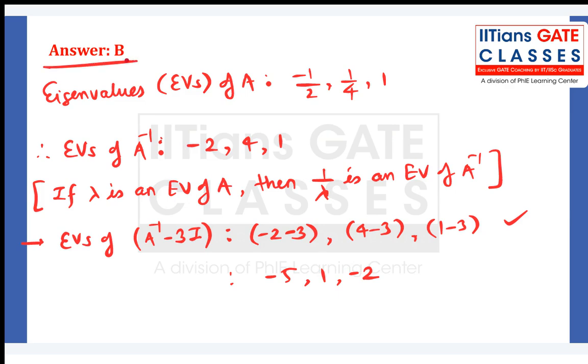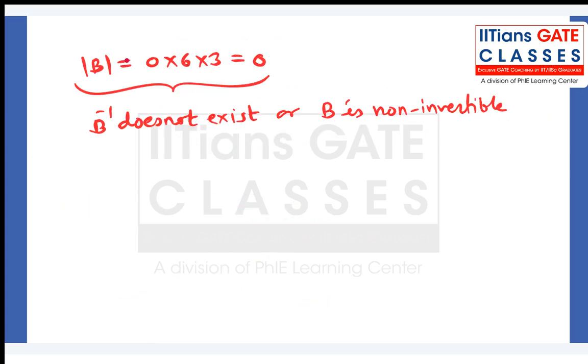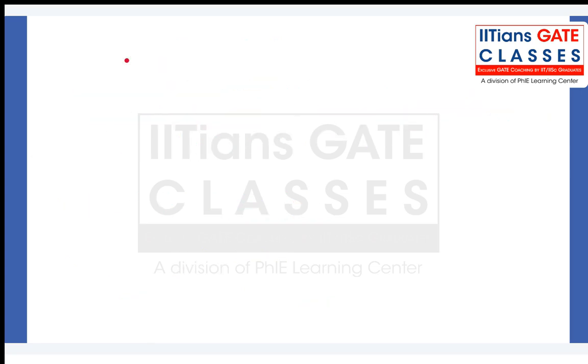So this is the problem where you are supposed to use the properties of eigenvalues of A inverse, A transpose, plus minus k, all those things, and then you can get the answer. And then depending on the eigenvalues, you are supposed to find some things. So it was an interesting question. Now let's move on to the next problem.